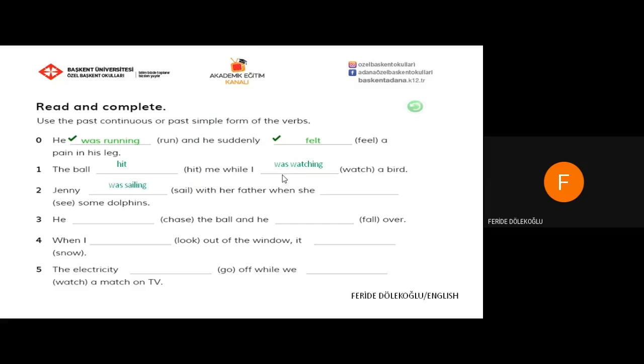Annie was sailing with her father when she, remember after when, we prefer past simple, when she saw some dolphins. He was chasing the ball and he fell over. Longer action was chasing, shorter action fell. When I looked out of the window, it was snowing. The sentence starts with when. I prefer past simple here. The electricity went off while we were watching a match on TV.